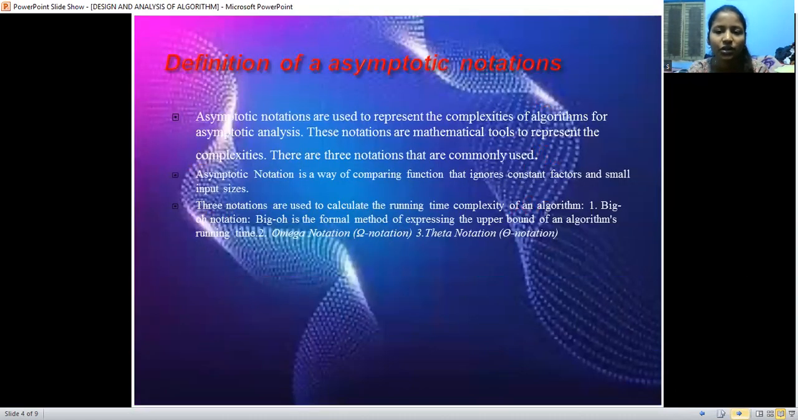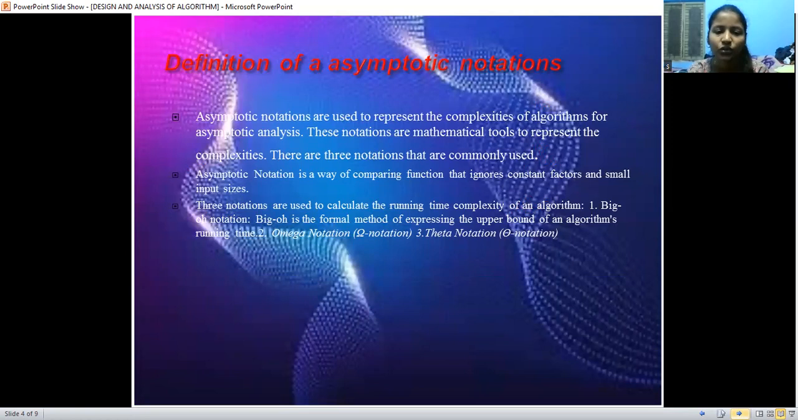What are asymptotic notations? Asymptotic notations are used to represent the complexity of an algorithm for asymptotic analysis. These notations are mathematical tools to represent the complexities. There are three notations that are commonly used. Asymptotic notation is a way of comparing functions that ignores constant factors and small input sizes. Three notations are used to calculate the running time complexity of an algorithm.